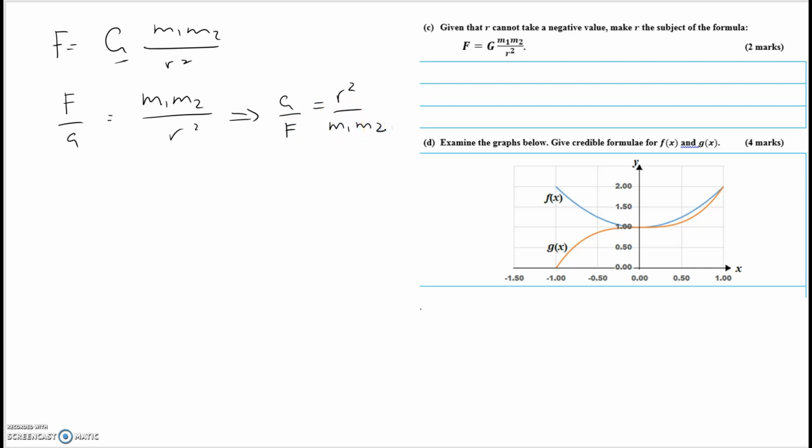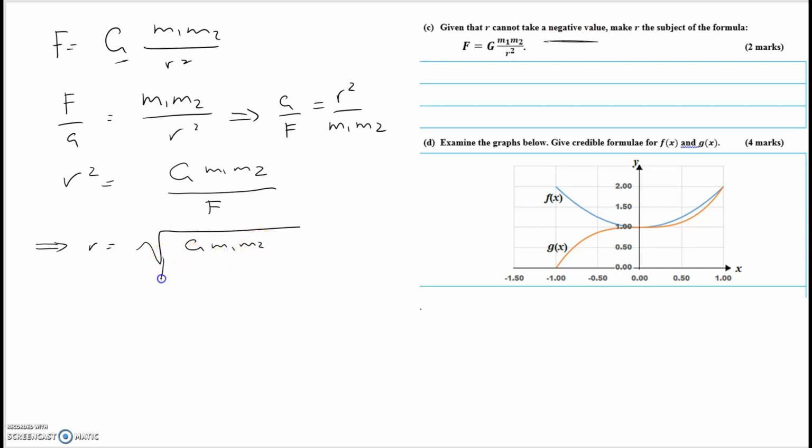Okay, cross multiply and then divide by F, so we've got R squared equals G times M1 M2 over F, and that gives us that R is equal to the square root. Now it makes some comment that R can't be negative, so we don't need to have the plus or minus square root, we can just have the square root of G M1 M2 over F.